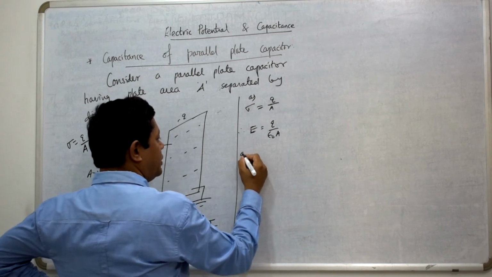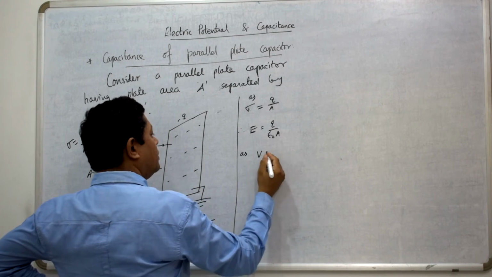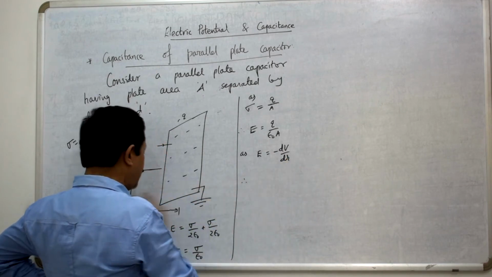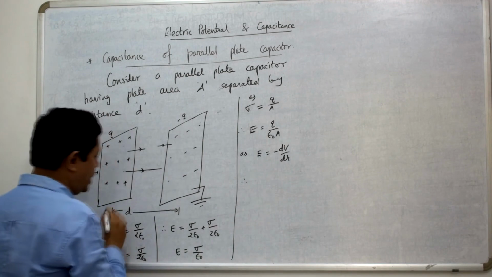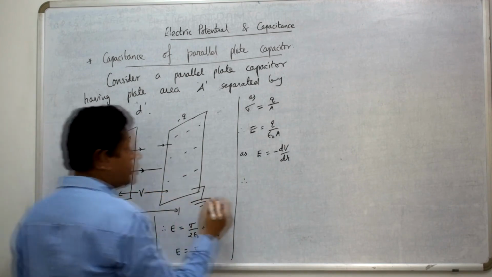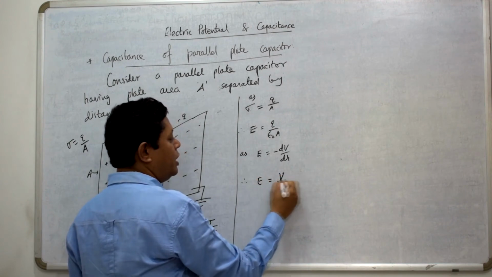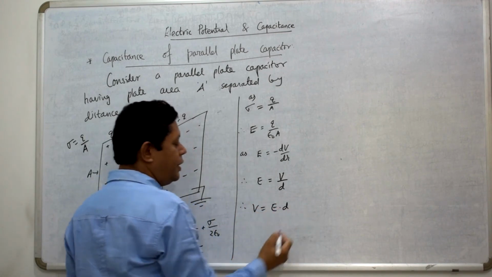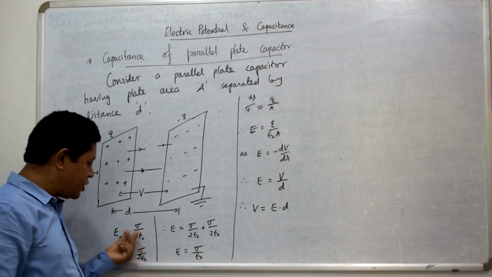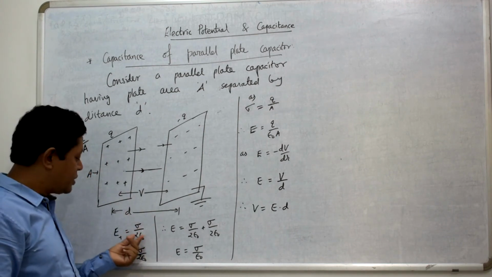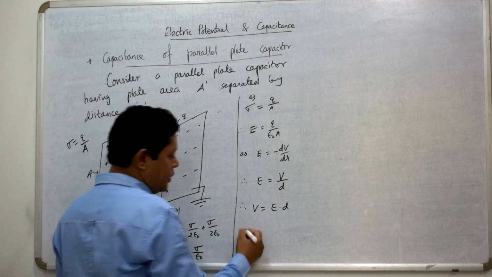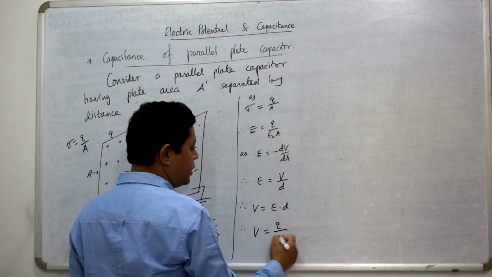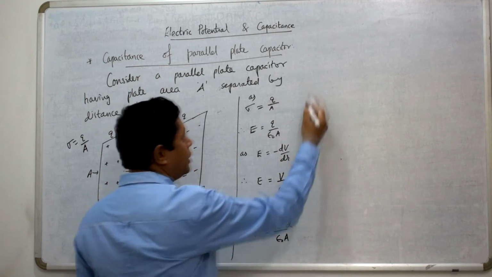We know the relation between electric field and potential difference is E equals minus dV by dr. And here, if the potential difference between these two plates is V, then we can write E is equal to V by the separation between the two plates, d, and therefore V is equal to E into d. Here, due to the plate, the electric field sigma by 2 epsilon 0 is a constant quantity: sigma is constant, epsilon is constant, 2 is also constant. So we can write the potential difference V, putting the value of E, as Q upon epsilon naught A into d.